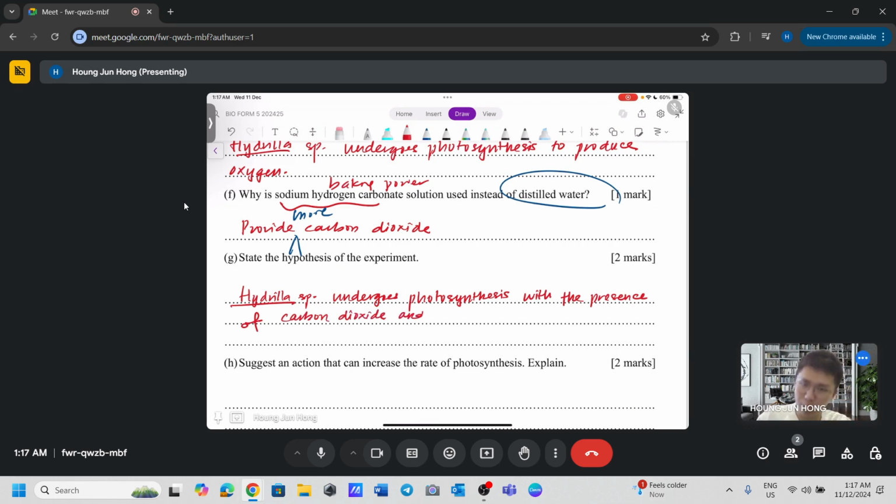What else do we provide? We provide the light source, that probably would be a 60-watt bulb over there, to give the light. With the light. And what do you produce? To produce gas bubbles. What is gas bubble? Gas bubble is oxygen. Okay, so this is the basic of the experiment in which you use carbon dioxide and light to produce oxygen. That's the main thing over here.